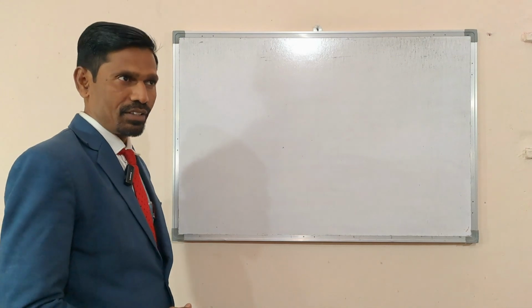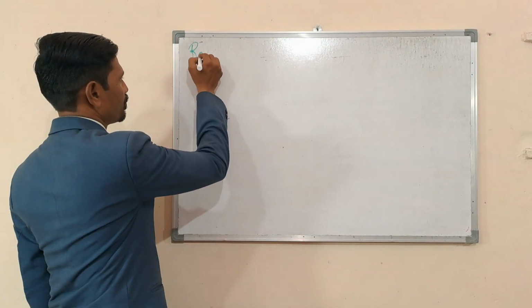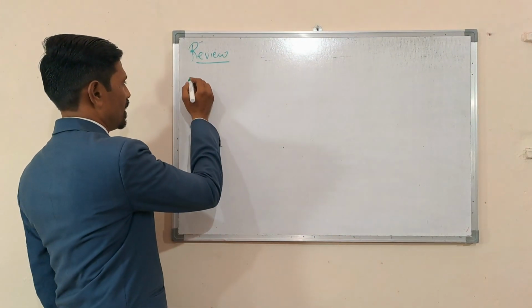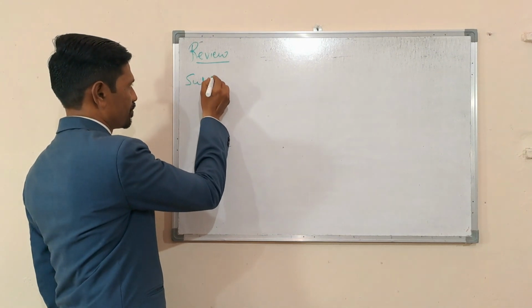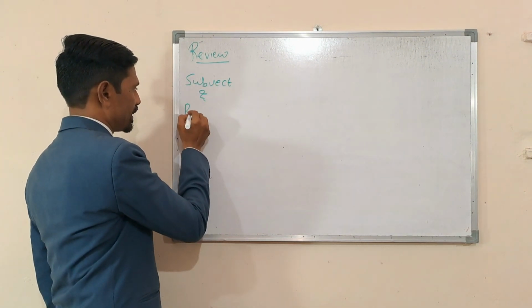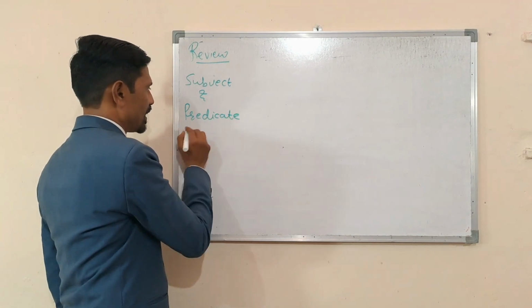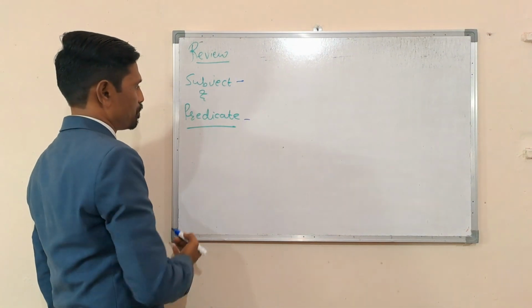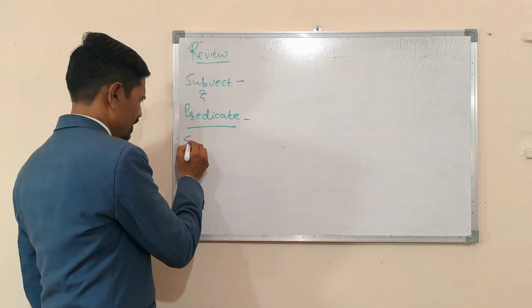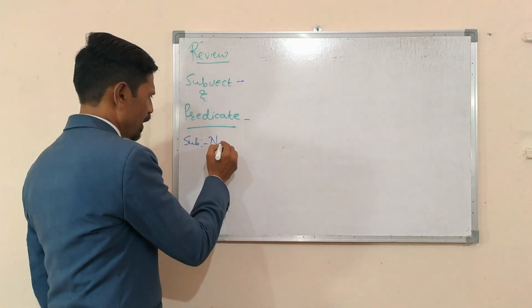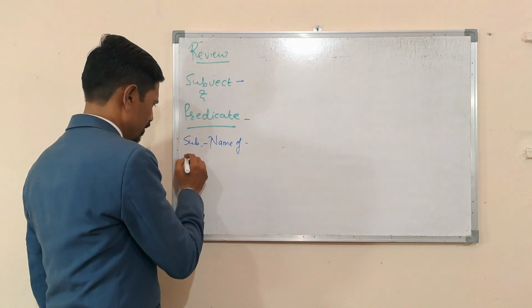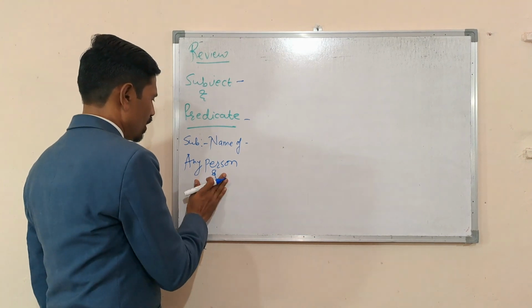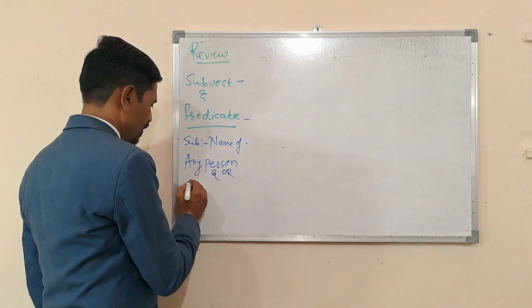Before starting this lesson, we give a review of lesson number 2. In lesson number 2, we learned subject and predicate. In short, what is the subject? The subject is the name of any person or name of a thing.